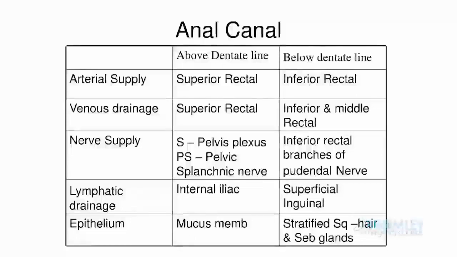Okay, so with the anal canal, remember about the sphincters, and also remember about the watershed line at the level of the dentate line, and the importance of the nerve supply and the lymphatic drainage.